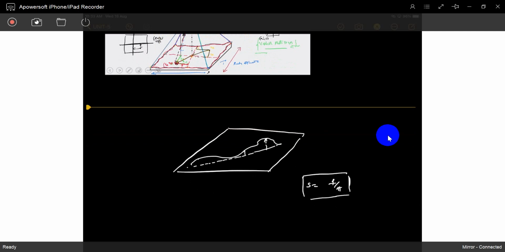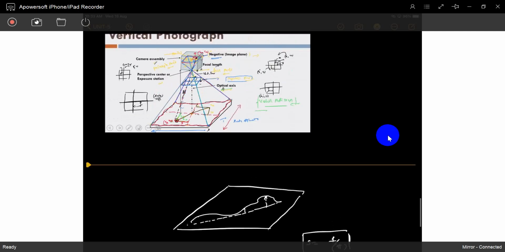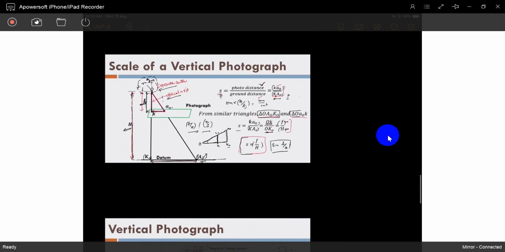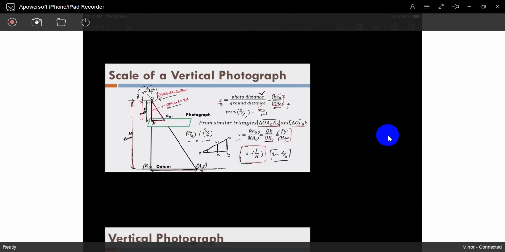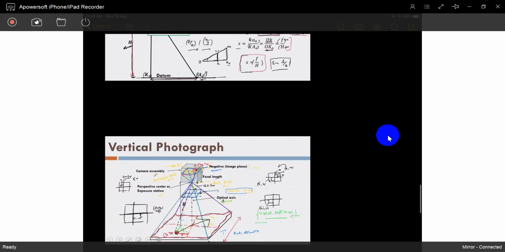F by h. What is that h? H means the distance from the optical or focal exposure center to that point. If you see, there is no chance of every point maintaining the same height from the optic exposure center. Every point has a certain height, increase or decrease. It's not uniform.